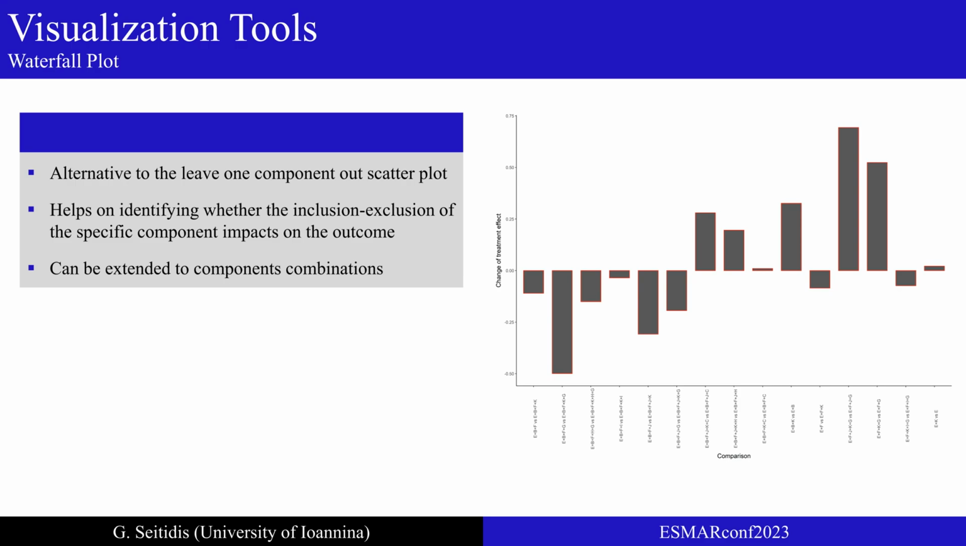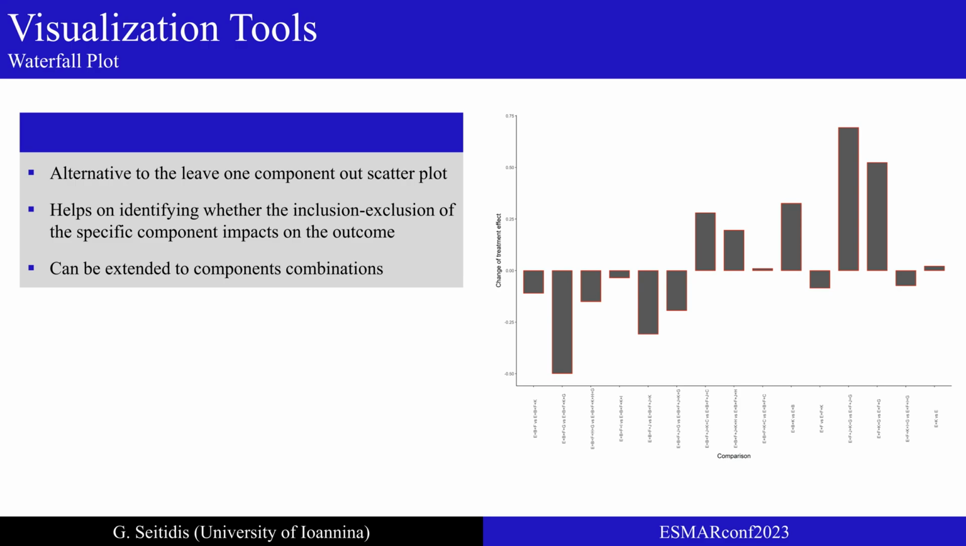An alternative to the leave one component out scatter plot is a waterfall plot, which also displays the interventions that differ by one specific component. The differences in the relative effects of the interventions with and without the specific component are displayed in order to explore if the extra component has a positive or negative impact on the outcome. The direction of the impact, positive or negative, depends on the outcome's nature, beneficial or harmful.